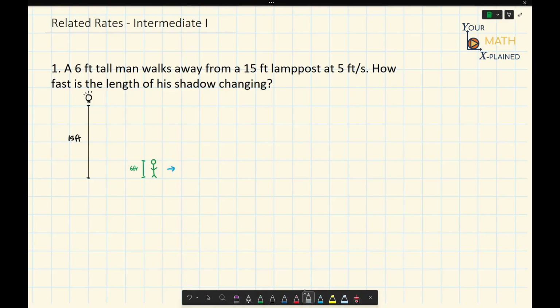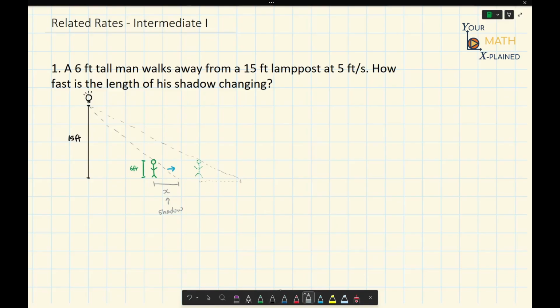Now we can see if he's on this side of the lamp post, then this is going to cast a shadow that has a length of x. So this is our shadow. Now, just to demonstrate what this would look like, if, let's say, this guy walks all the way to here, then we can see that his shadow is going to be changing in length, because now the length of his shadow is going to be a little bit longer.